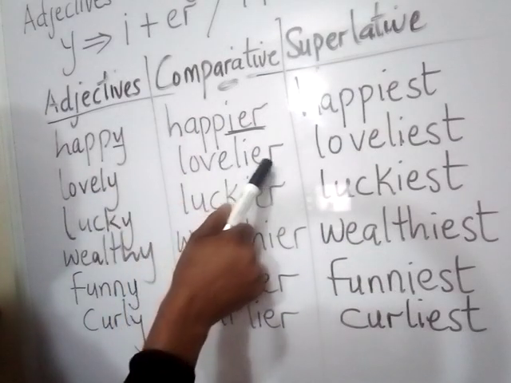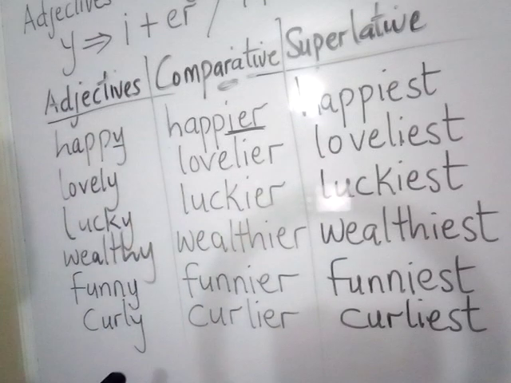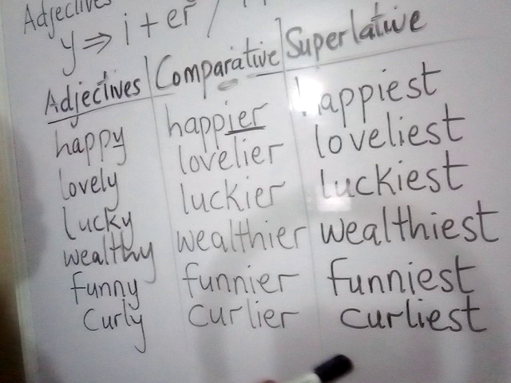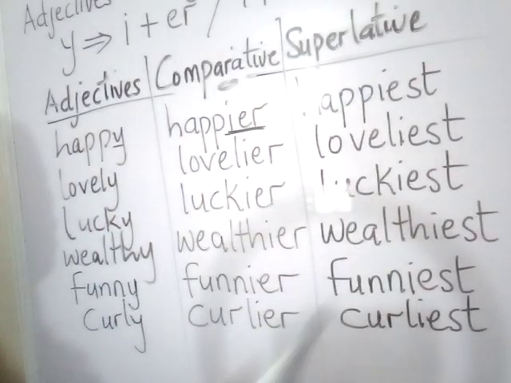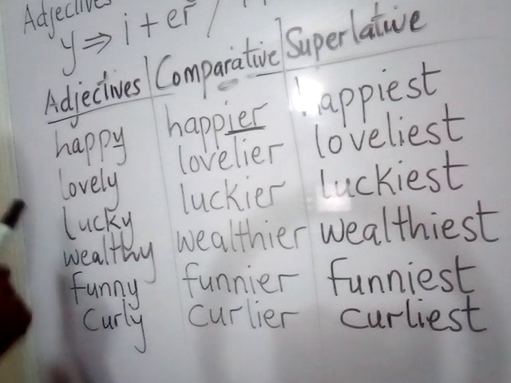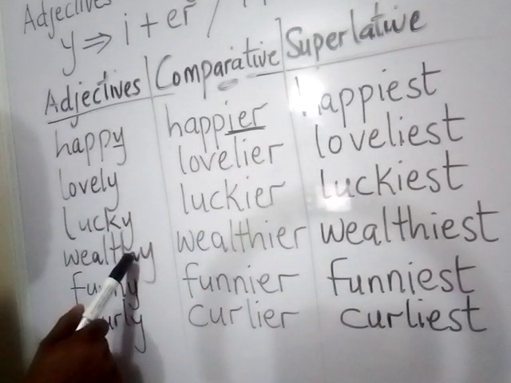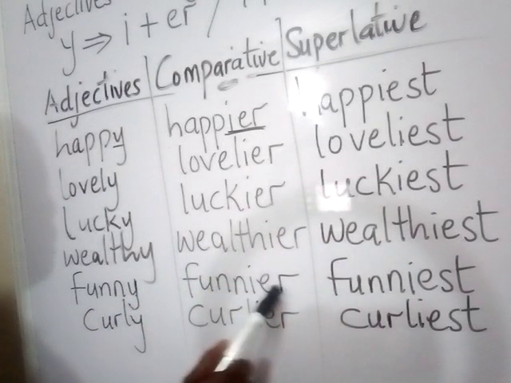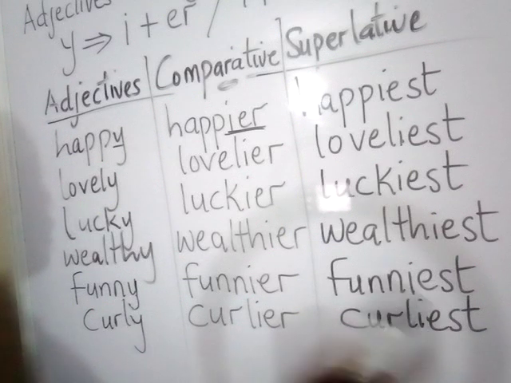Lovely, lovelier, loveliest. It follows the same rules. All these words we see here ending in y follow this same rule. The y changes to I, and then you add your er and est respectively. Lucky, luckier, luckiest. Wealthy, wealthier, wealthiest. Funny, funnier, funniest. Curly, curlier, curliest.